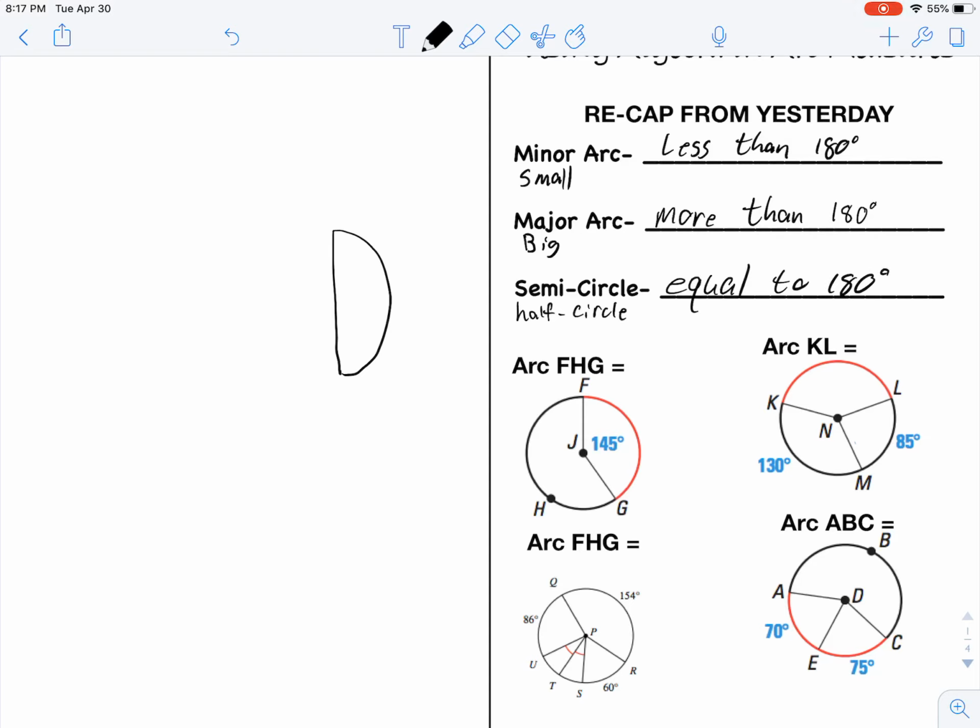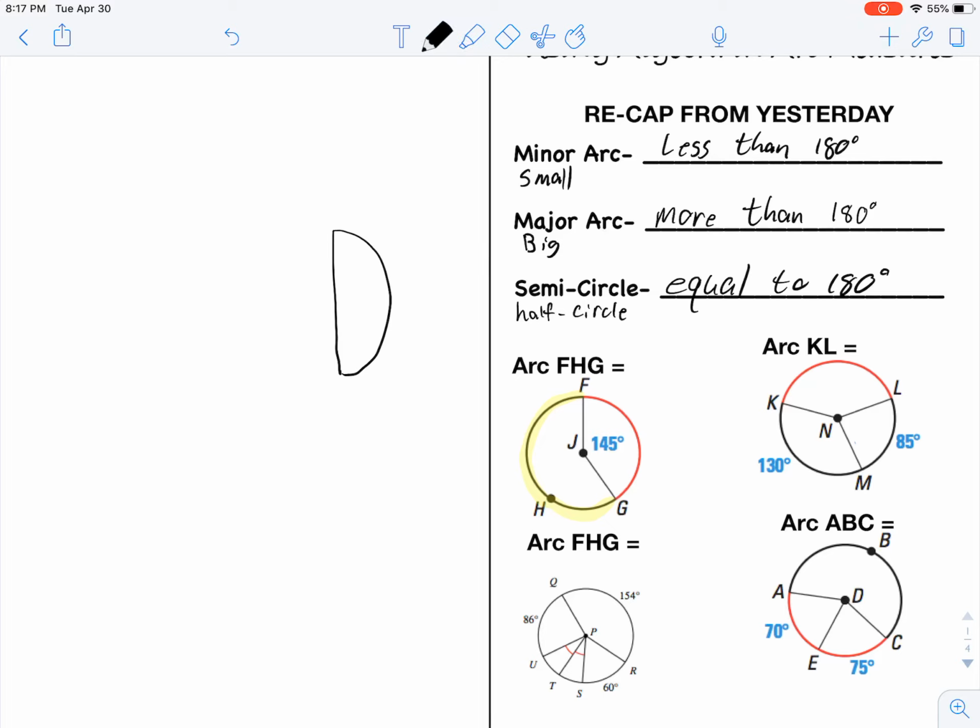Alright, so let's go ahead and look at some of these examples down here. This first guy right here, arc FHG. We've got to find that measure. I want to highlight it real quick. FHG. Alright, what kind of arc is that? It's a major arc. It uses 3 letters to name it, and it's larger than 180 degrees.